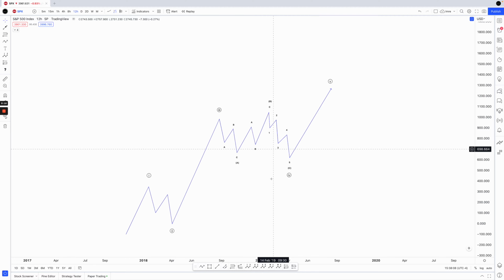In this case, we're dealing with an expanded flat, okay? Expanded because wave B makes a new high, a new price extreme above the beginning of wave A, and wave C makes a new price extreme below the end of wave A here, all right? So those are the best clues that you can use when you're trying to identify whether or not you're accidentally trading a B wave within a larger flat pattern.